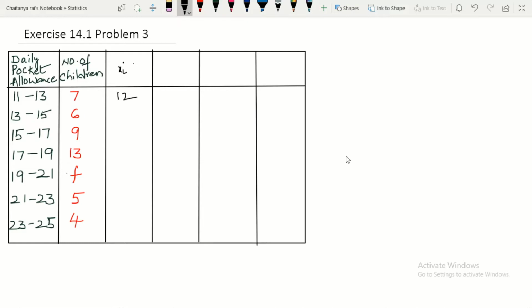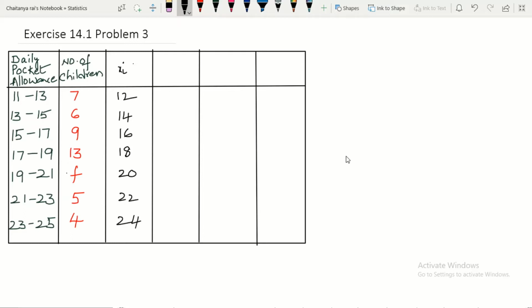And if you can see here, the difference between two consecutive lower boundaries is 2, which is called the length of the class. I am going to add that to the previous class mark, 12. So I will get 14 here, and next comes 16, then 18, then 20, then 22, and the final one will be 24.